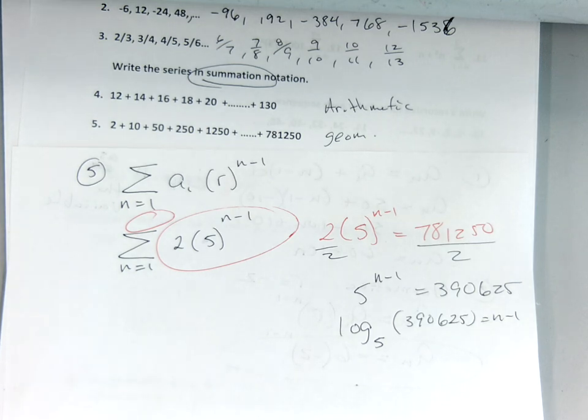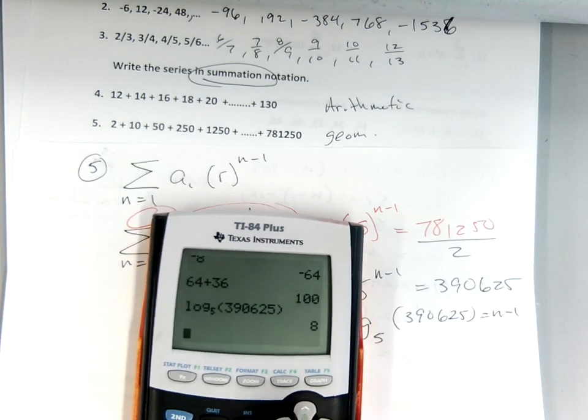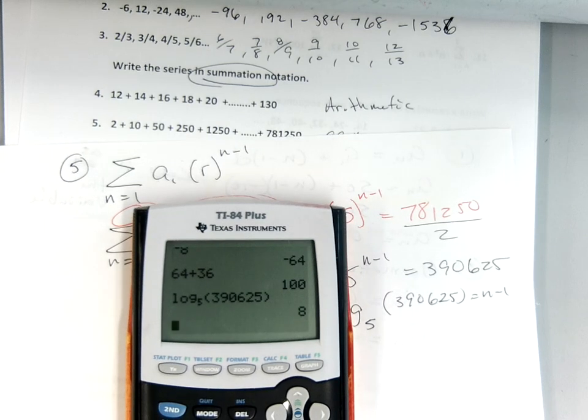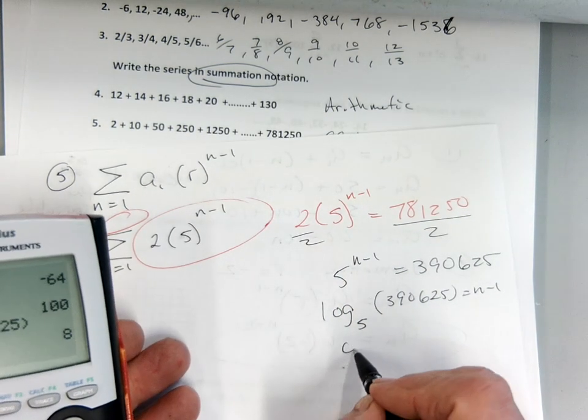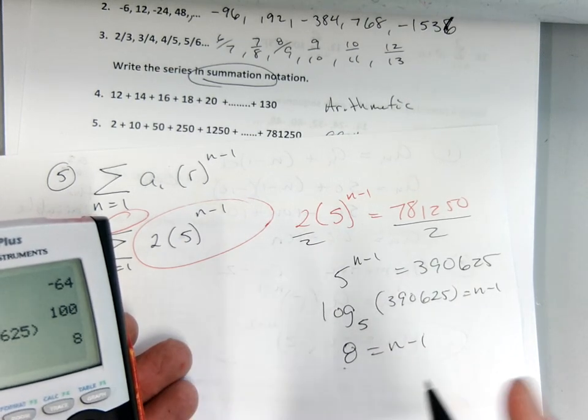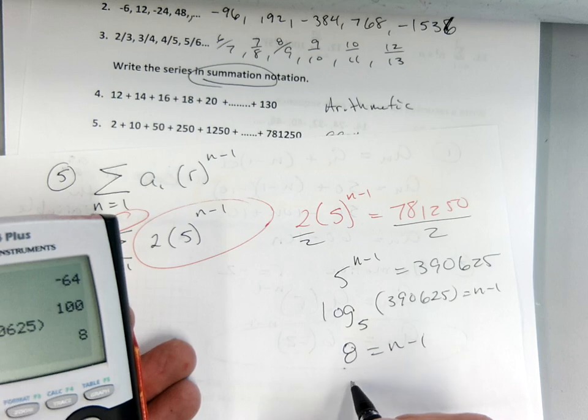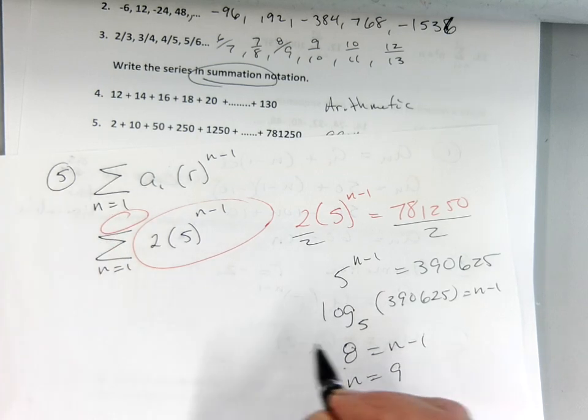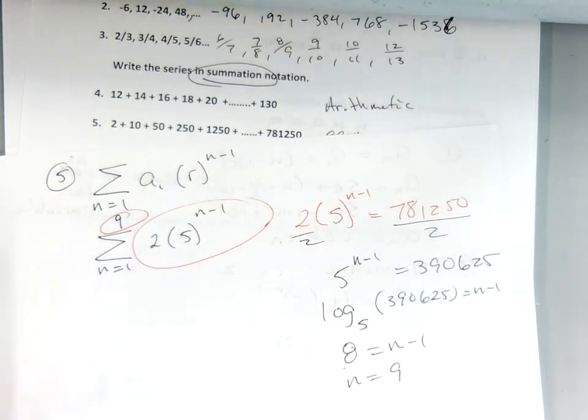Okay, all right, Alondra just did it. She just did log base 5 of 390,625, and she got 8. So this is 8 equals n minus 1. That equals 8, and then plus 1, n is 9. So I'm going to put a 9 right there. Thank you.